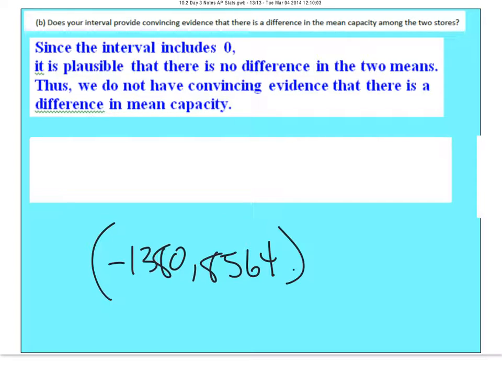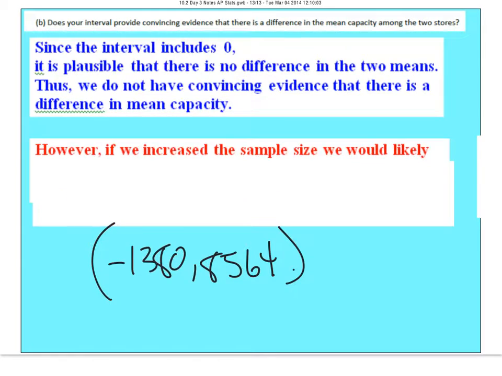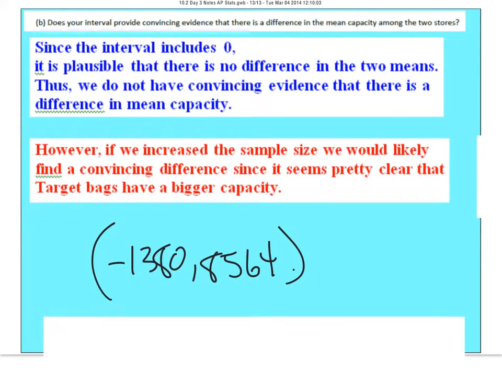Now, we might want to be cautious here and make this statement. However, if we increase the sample size, we would likely find a convincing difference since it seems pretty clear that the Target bags have a bigger capacity. And here our sample size is really limiting our ability to make a good conclusion. But our gut tells us otherwise because the data really seems striking. So maybe we do this investigation one more time with a larger sample size to see if it really will hold.